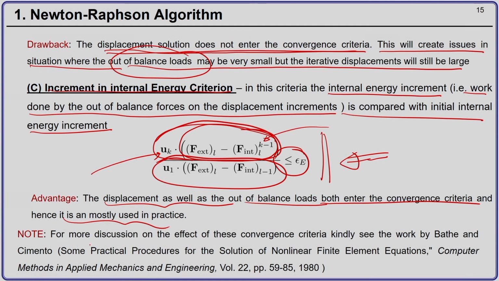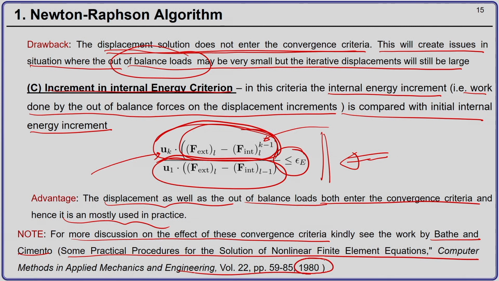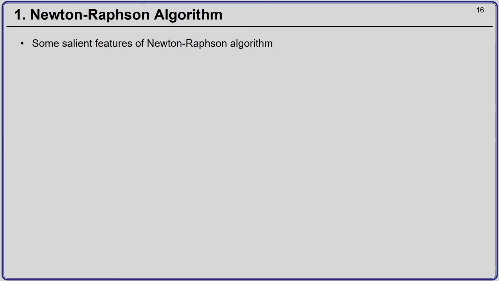So, as a note, more discussion on the effect of the convergence criteria can be found in the work by Bathe and Cimento in this particular journal paper. Okay. So, you can see this journal paper and you can have more discussion on the convergence criteria used in the Newton-Raphson algorithm and their effects. Okay. Now, we mention some of the salient features of Newton-Raphson algorithm.